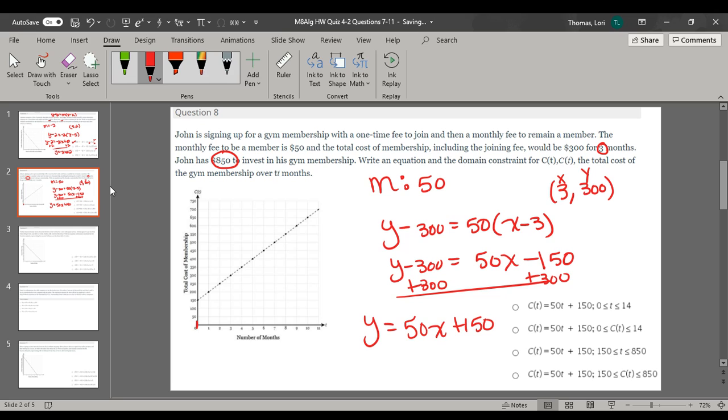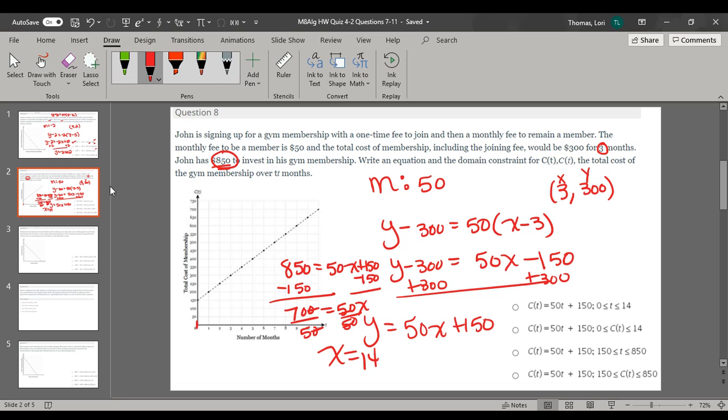And so we can plug in the total amount of money he has, $850, in for Y and solve. So I'm going to plug that in and then solve for X, which is number of months. So we're going to subtract out the 150. And we get 700 is equal to 50x, and divide by the 50. I can see these zeros cancel. So we're really just dividing 5 into 70. And I believe that's going to give us 14. So he is going to join the gym from 0 months up to 14. So that's the maximum amount. So that looks like this is going to be choice A.